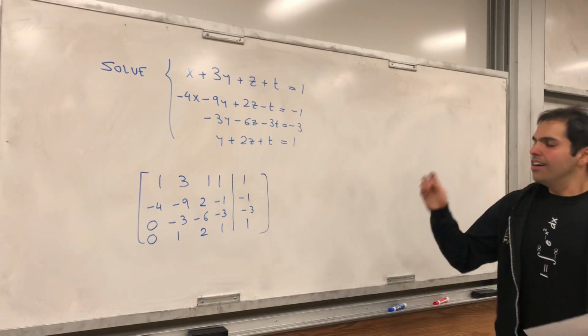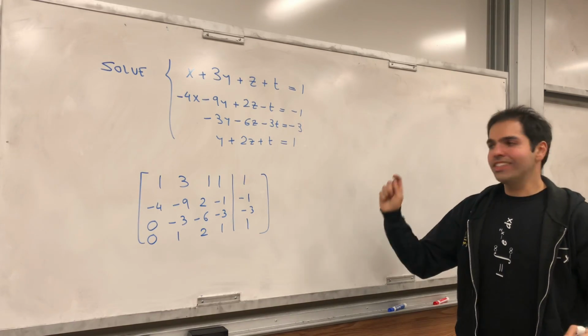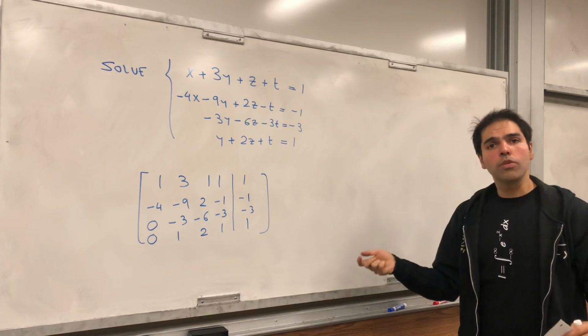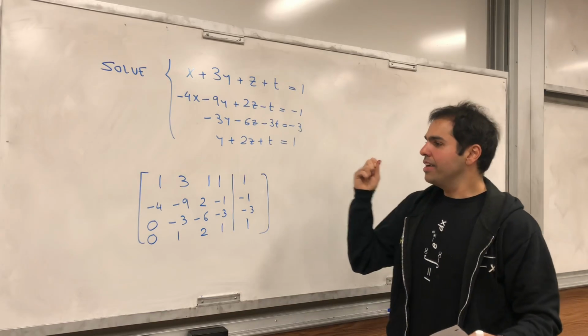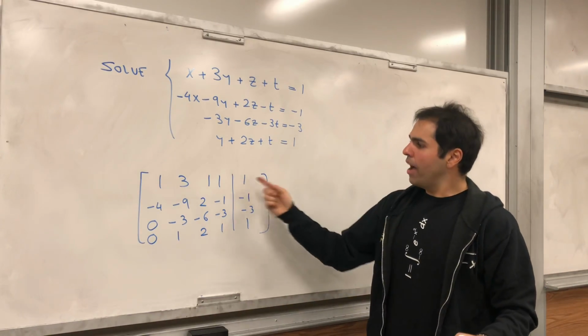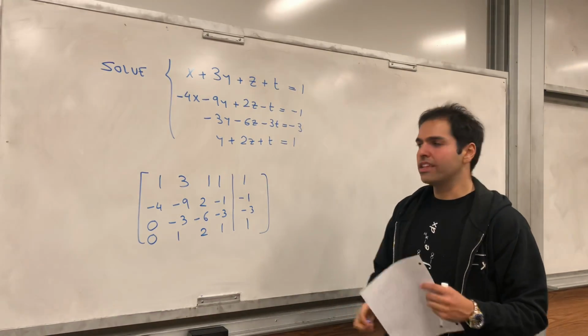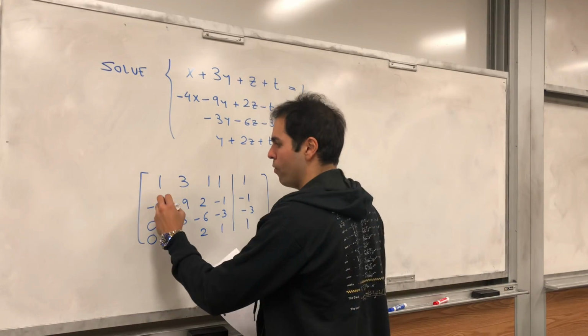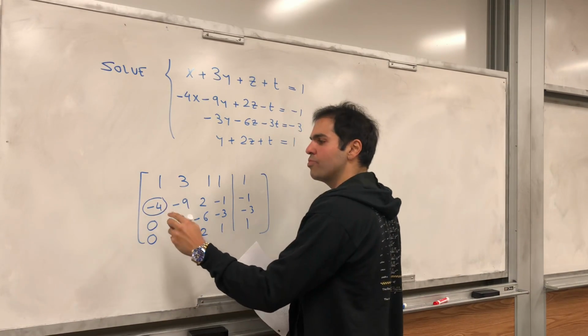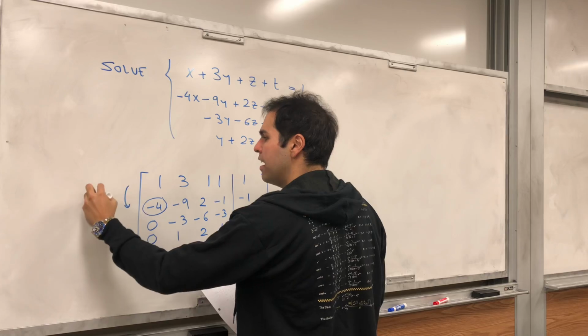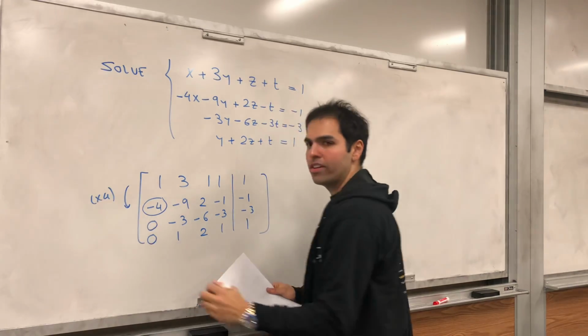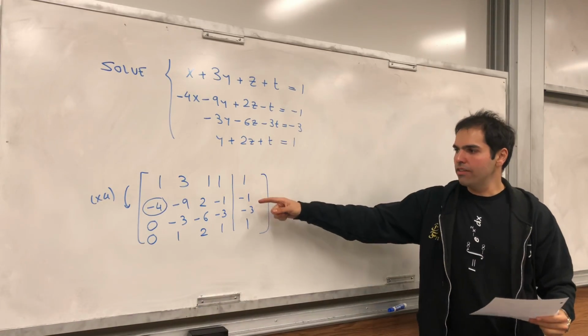Now, let's use row reduction. And by the way, the more row reductions you do, the easier it'll get. So at this point, you can even do 2 at the same time. For example, we would like to eliminate this minus 4. So let's add 4 times the first row to the second row.